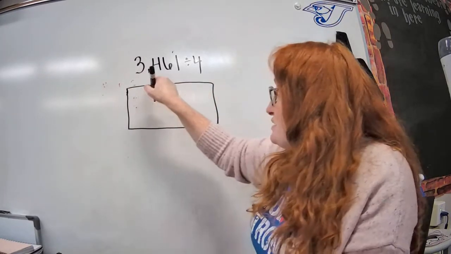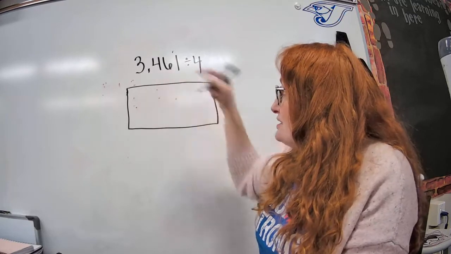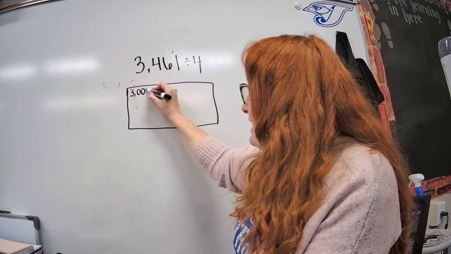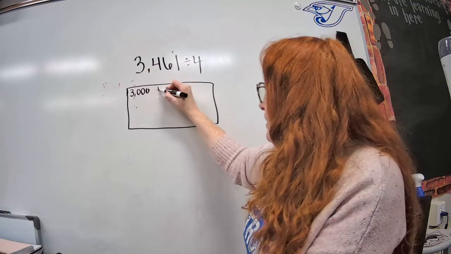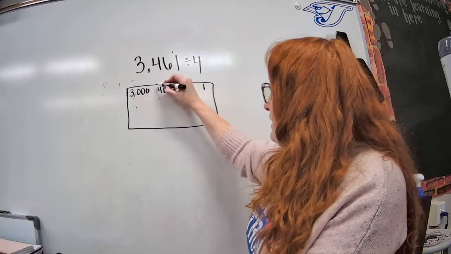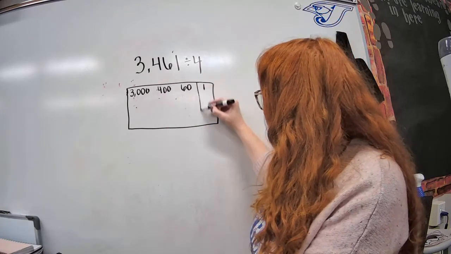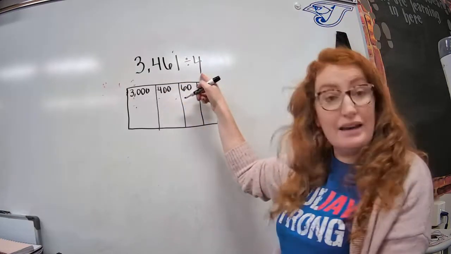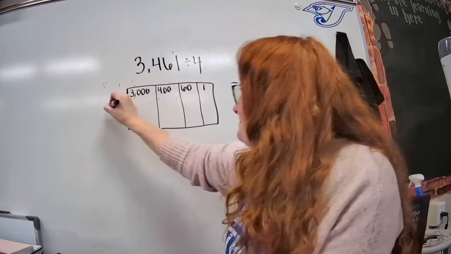And remember, I have to split these numbers up. So inside is going to go 3,000 because that is what's in the thousands place, 400 because that's in the hundreds, 60, and 1. And then I'm going to split my boxes up like this. And then on the side goes my divisor, which is 4.